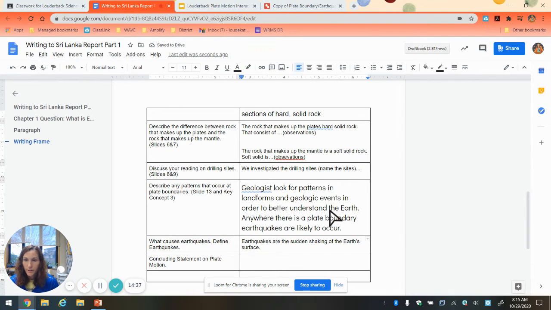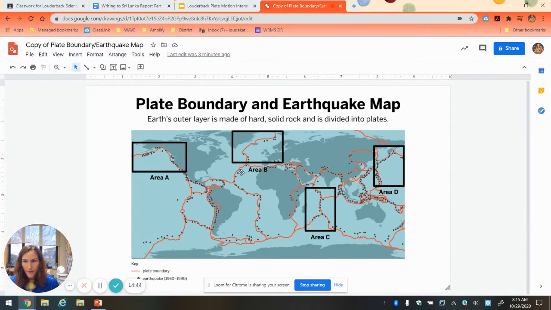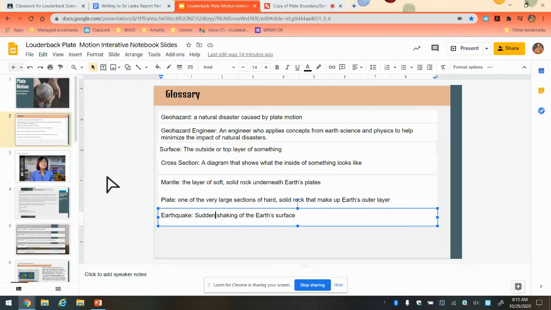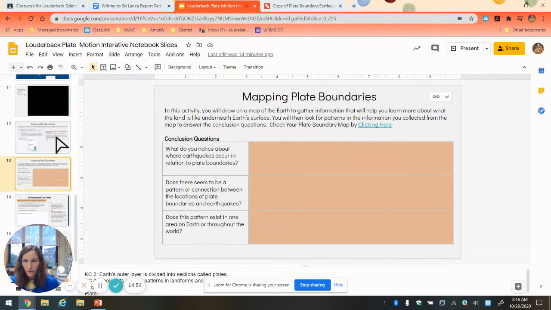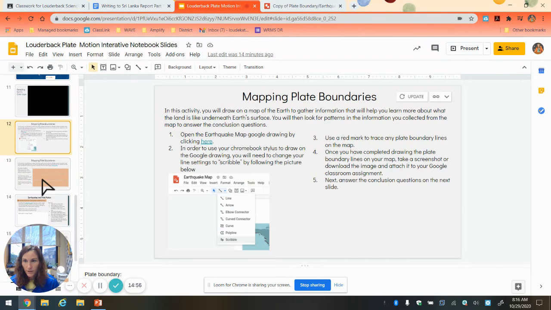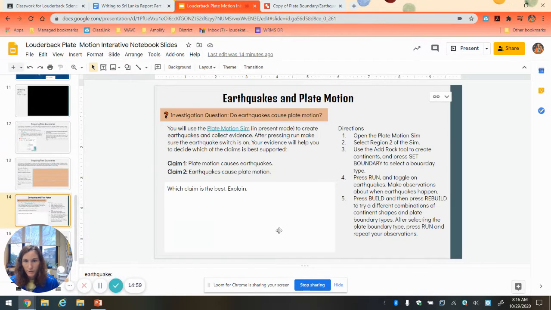That is a good question, and that's kind of the whole point of this whole unit. What causes them? Well, we find in our map, right, a plate boundary is where earthquakes are likely to occur. And when I did the simulation related to the plate boundary in class, you were asked, does plate motion cause earthquakes or do earthquakes cause plate motion? And this is slide 14, all right? And looking at the sim, I should have realized that claim 1 is the better claim.